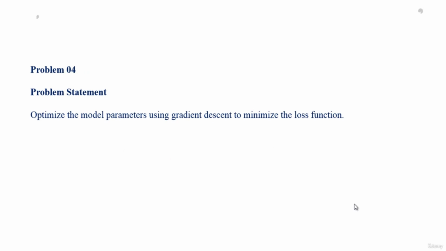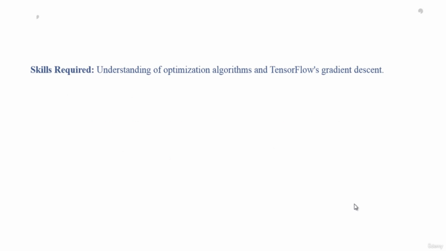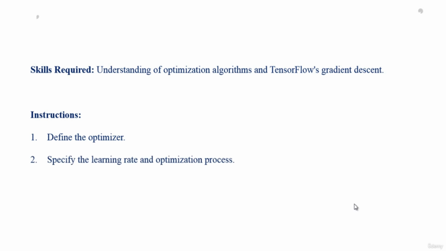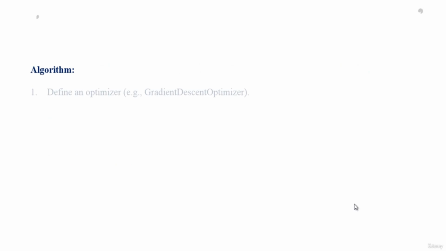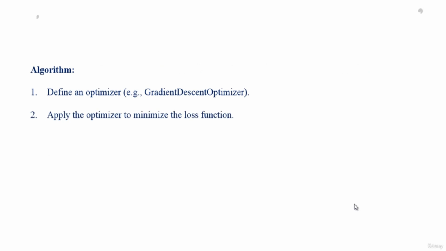Problem 04. Problem statement. Optimize the model parameters using gradient descent to minimize the loss function. Skills required: understanding of optimization algorithms and TensorFlow's gradient descent. Instructions. Define the optimizer. Specify the learning rate and optimization process. Algorithm. Define an optimizer, for example gradient descent optimizer. Apply the optimizer to minimize the loss function.